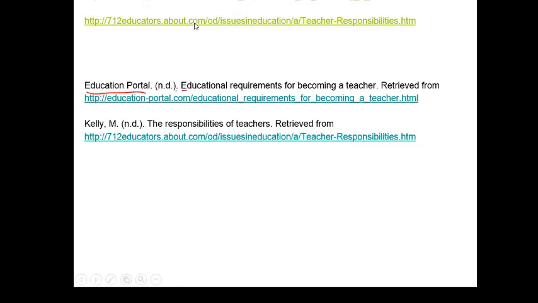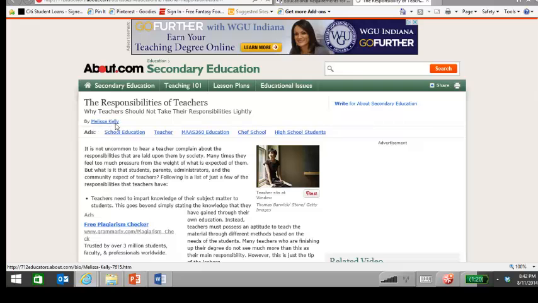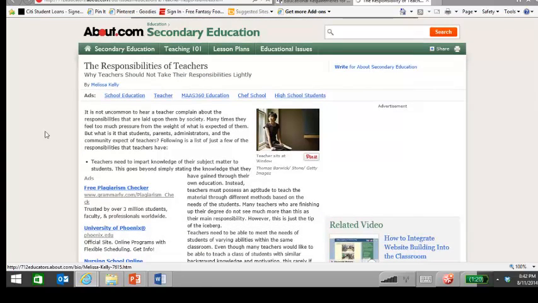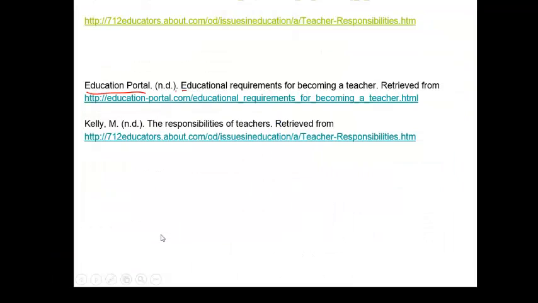Now I just want to take a quick look at the second one, because this one does have an author. You notice again up toward the top it says who wrote this, Melissa Kelly. When we are writing documentation and there is an author, you want to make sure that you are including their last name first, comma, and then their first initial only. So you would not put Melissa, just Kelly, comma, M for Melissa Kelly.